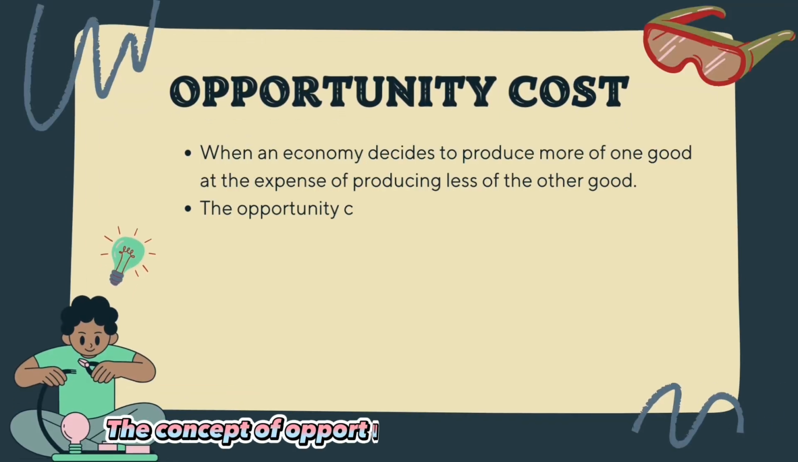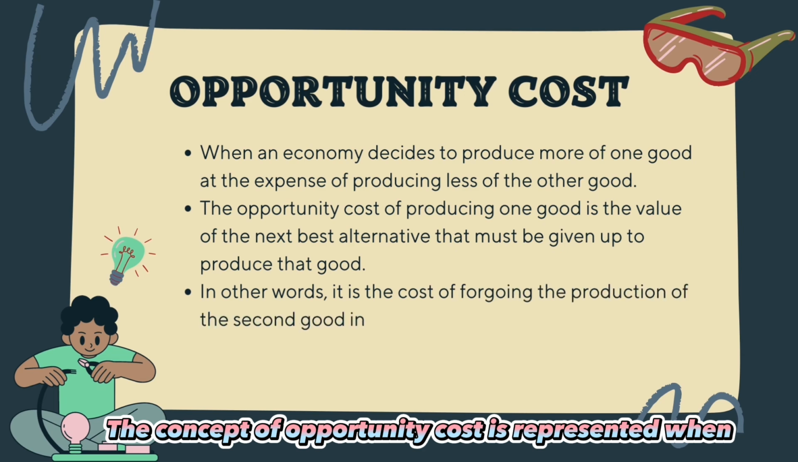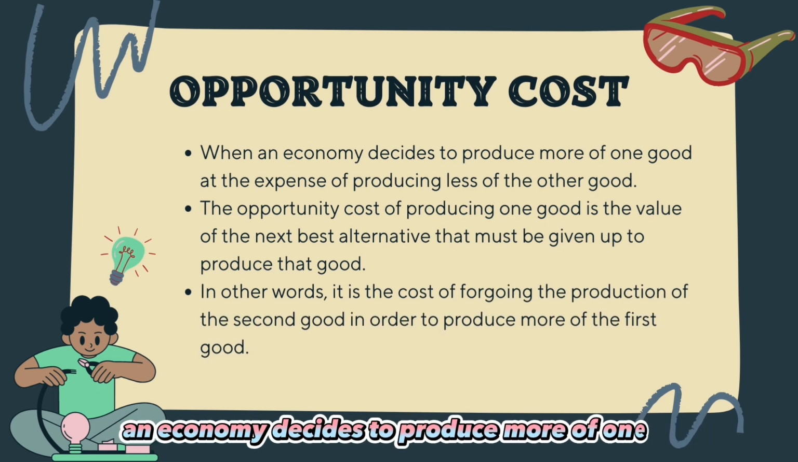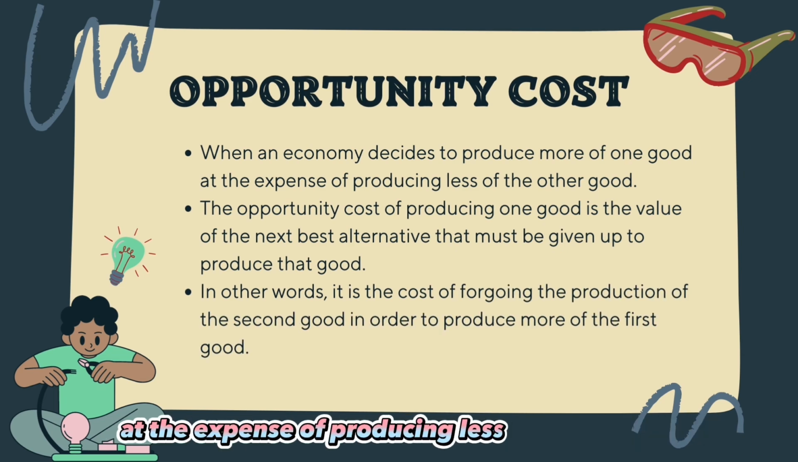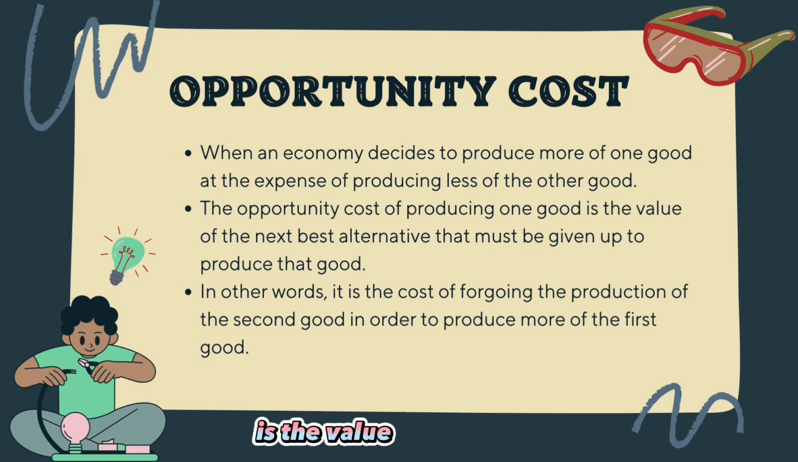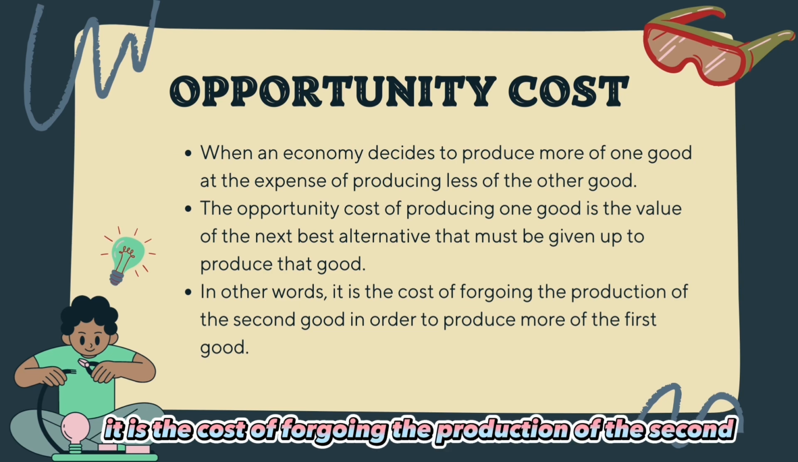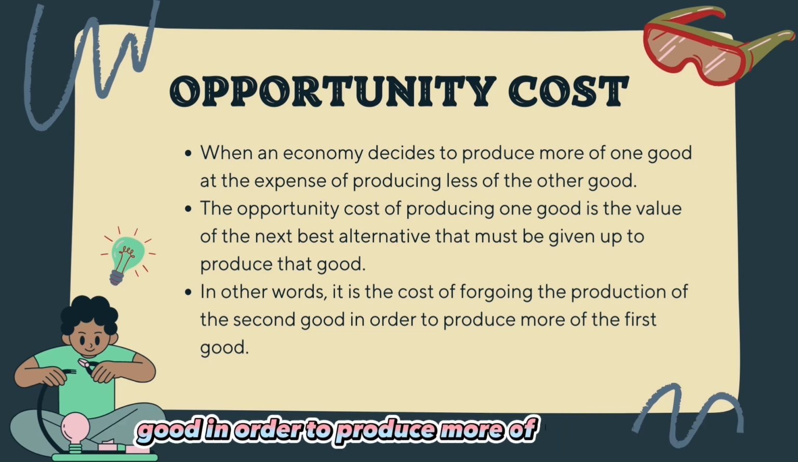The concept of opportunity cost is represented when an economy decides to produce more of one good at the expense of producing less of the other good. The opportunity cost of producing one good is the value of the next best alternative that must be given up to produce that good. In other words, it is the cost of forgoing the production of the second good in order to produce more of the first good.